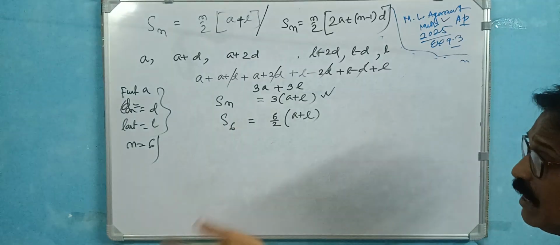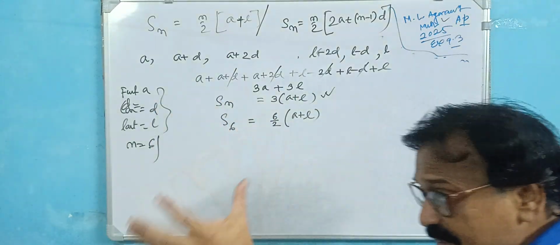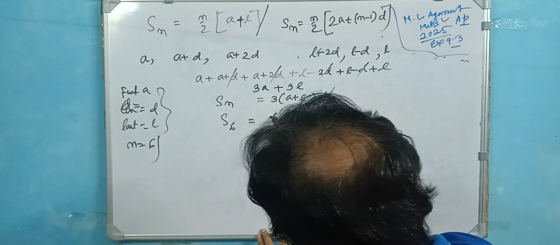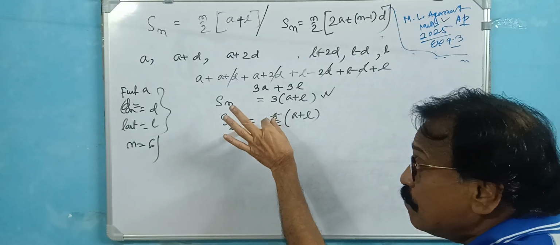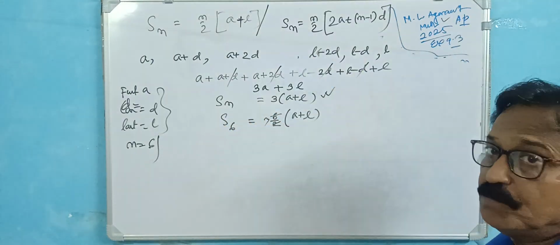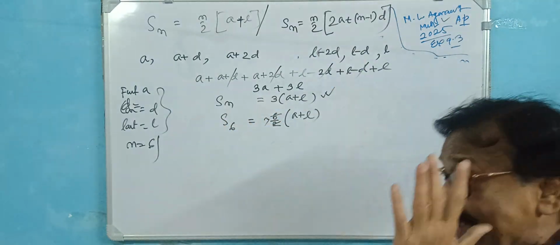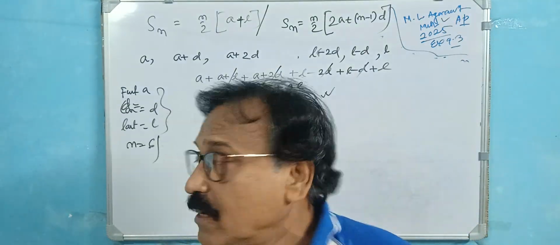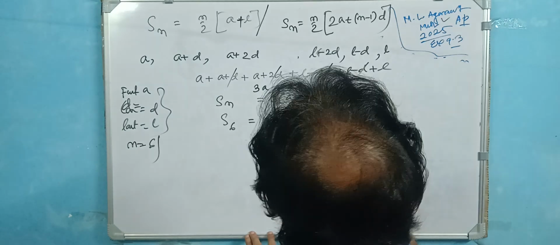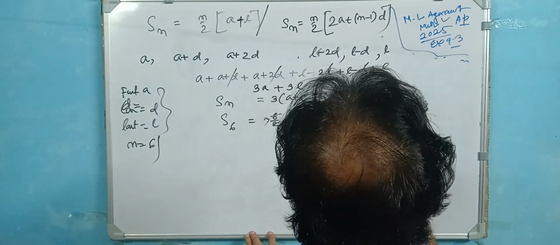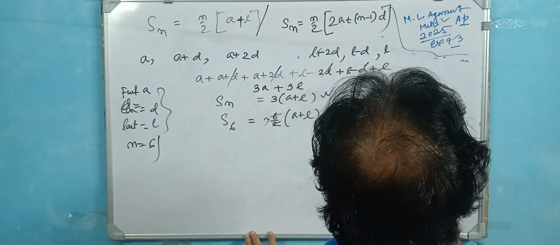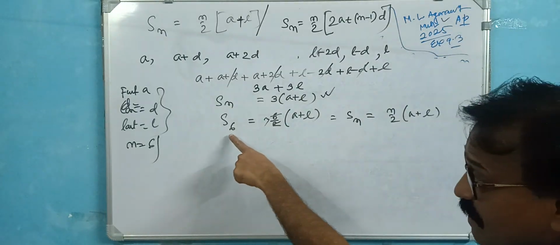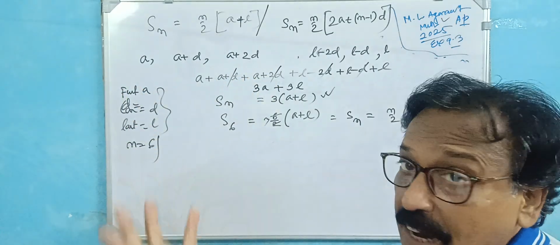But if you turn to the n term, here n is 6. That 3 is 6 by 2, which is 3. So in place of 3 you write 6 by 2 because the number of terms is 6. That means if the number of terms is n, then Sn is equal to n by 2 (a plus l). No problem. If there are 6 terms, what is the ultimate answer?